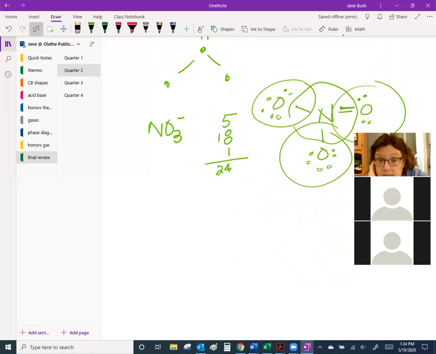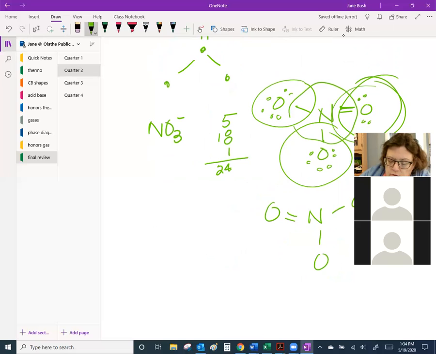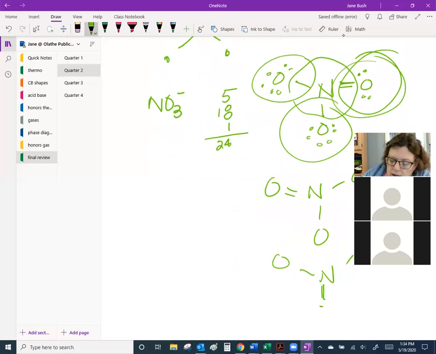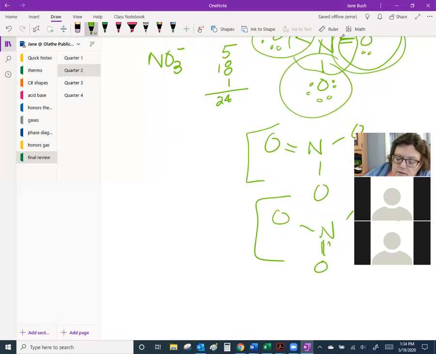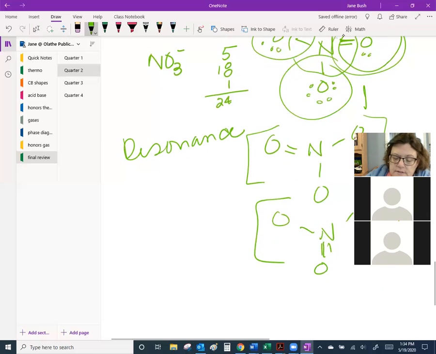The question that always comes up in class is, does it always have to be this oxygen that's double bonded? No, you can draw this guy like this. You can draw this guy like this. As long as the drawing obeys 8 electrons around everybody, it's okay. And these are all considered to be resonance, which means they shift around. So they shift from this guy to this guy to this guy.